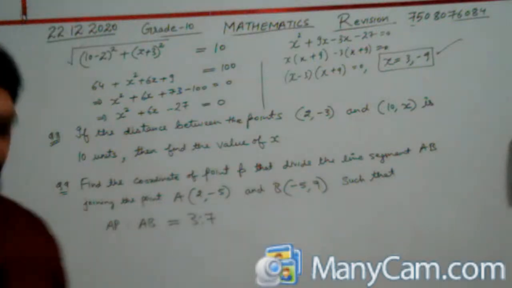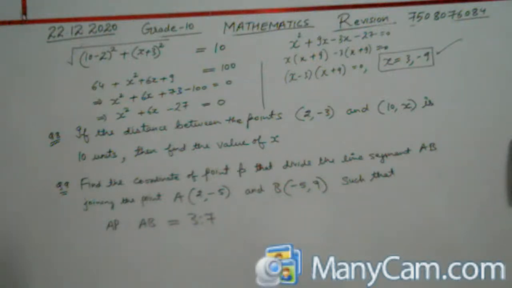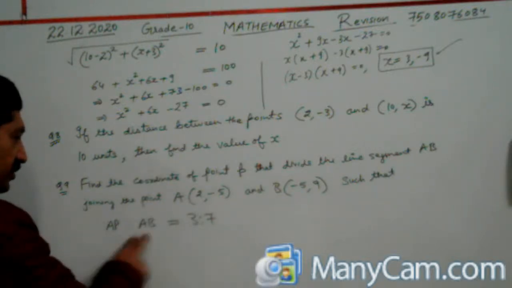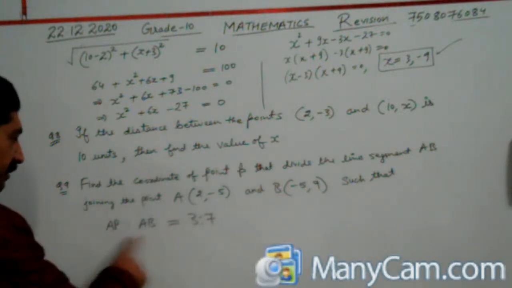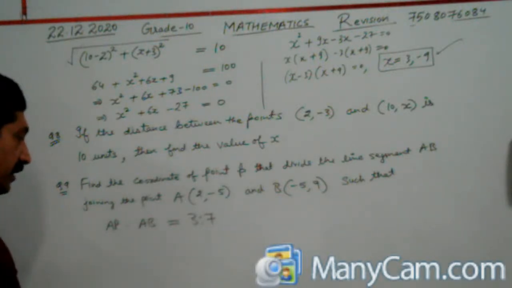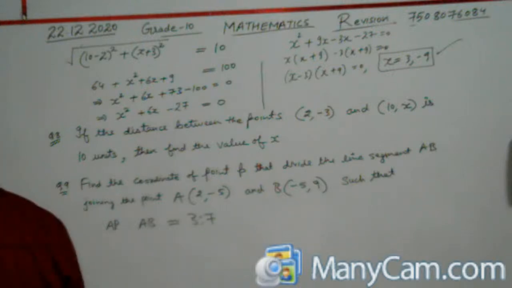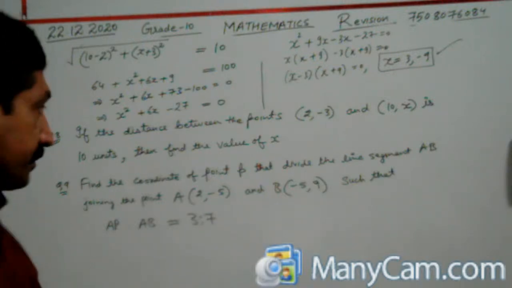So next one. The next question is to find the coordinates. Apply the section formula here. But you have to check how they are describing it. AP ratio AB is 3 ratio 7. So you have to check first.